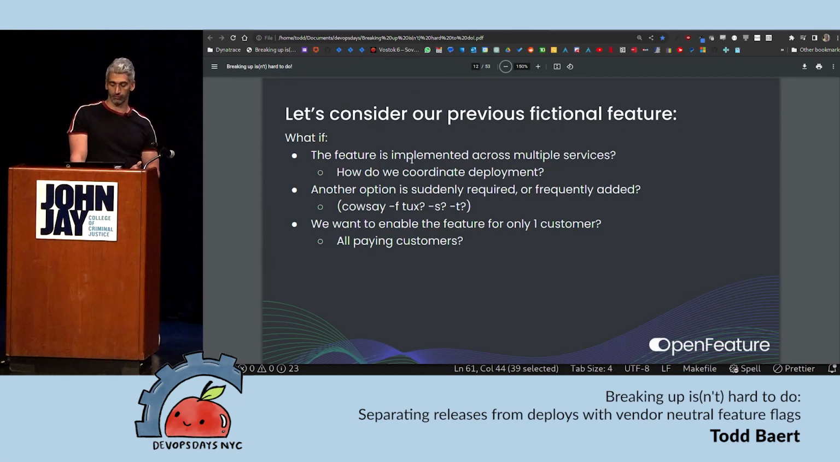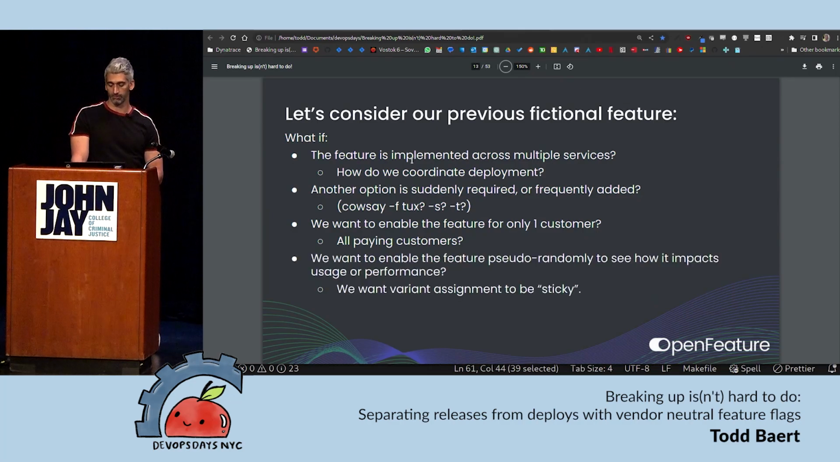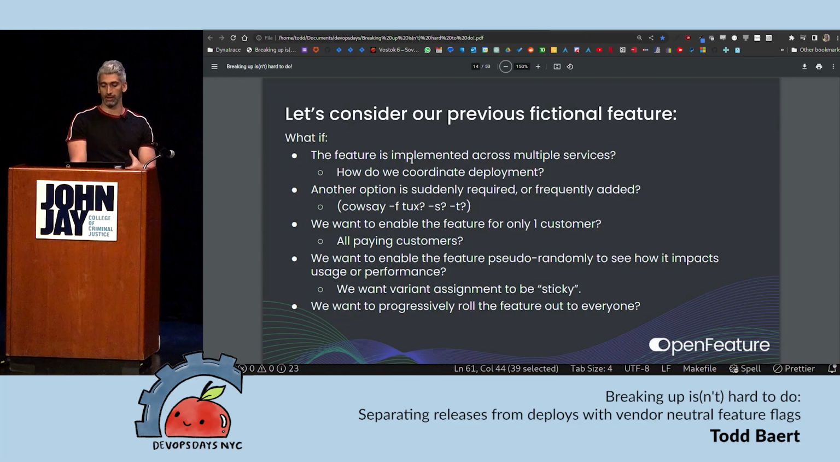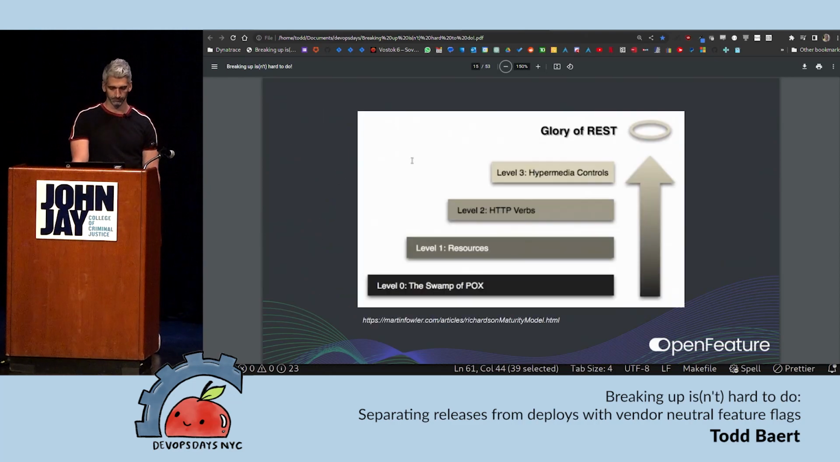What if we want to enable the feature for only one customer? What if we want to enable the feature for a subset of customers, maybe all paying customers? What if we want to enable the feature pseudo-randomly and see how it impacts usage or performance? And a caveat here, if we want to do this, we probably want to make the assignment of that variant sticky, because we don't want the user's experience to change from page load to page load or app visit to app visit. We want it to stick with that user for some amount of time at least. What if we want to progressively roll out the feature to everyone? So we want 1% of people to have it, and then 5%, and then 10%, and then 100%.